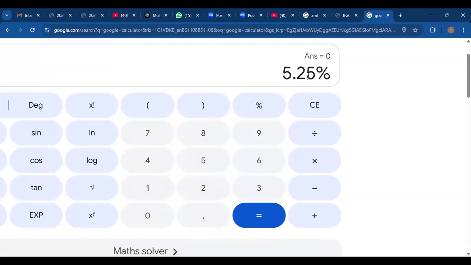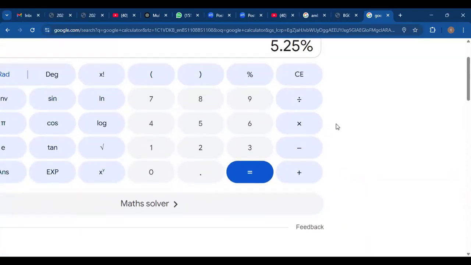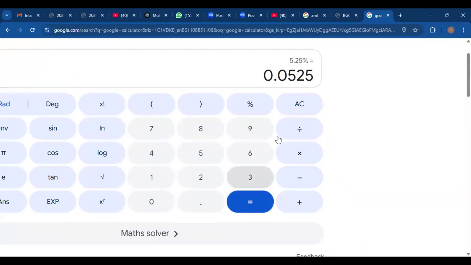5.25%, what do we expect this to be equal to? An even smaller decimal, right? So it's equal to 0.0525. Does that make sense to y'all? Let me know, please, if y'all understand that.